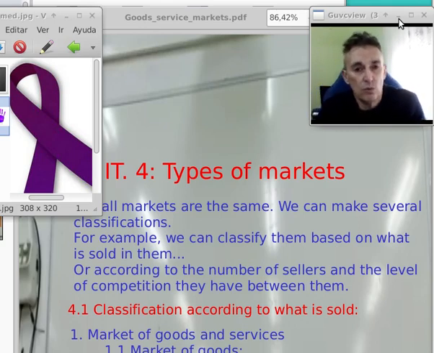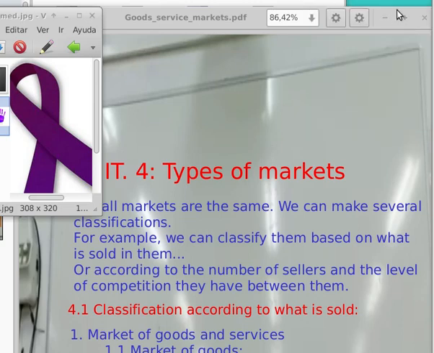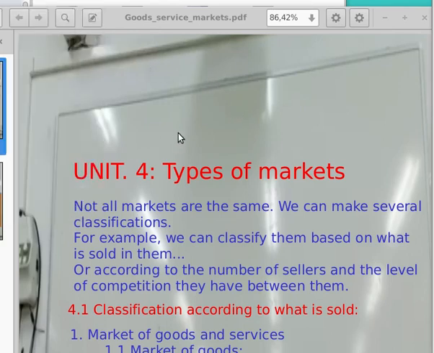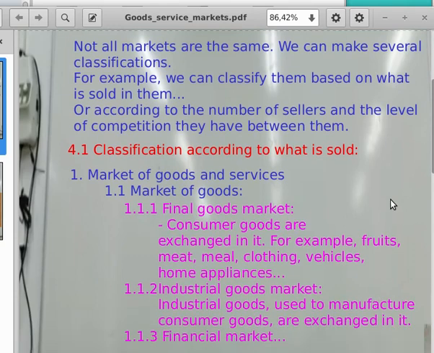Now we are going to work on the markets. First of all, we have to say that not all markets are the same. We can make several classifications of markets. For example, we can classify them by what is sold in them, or according to the number of sellers and the level of competition between them. The first classification is according to what is sold in the market.